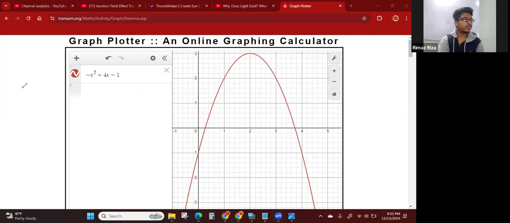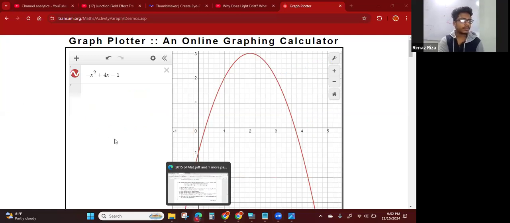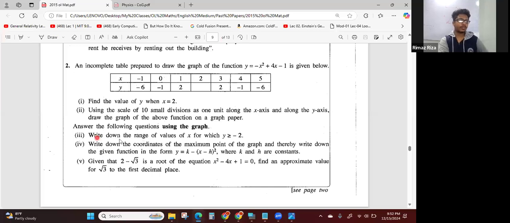Okay, so let's move on to the next question. Answer the following question using the graph. Okay, so Roman number 3 is done. Write down the coordinates of the maximum point of the graph and thereby write down the given function in the form of y equals k minus x minus h squared. Okay. Write down the coordinates of the maximum point of the graph.